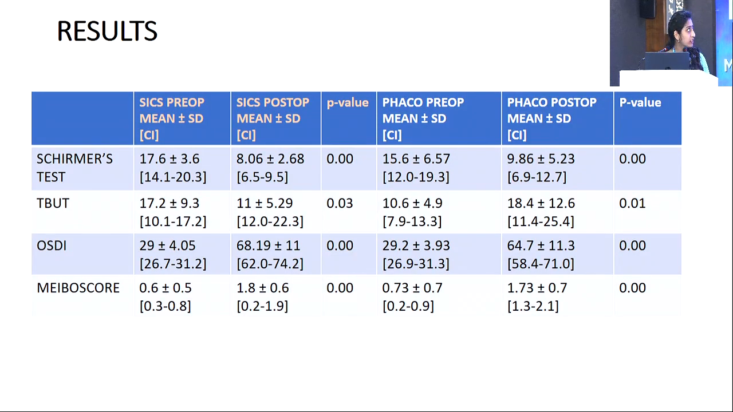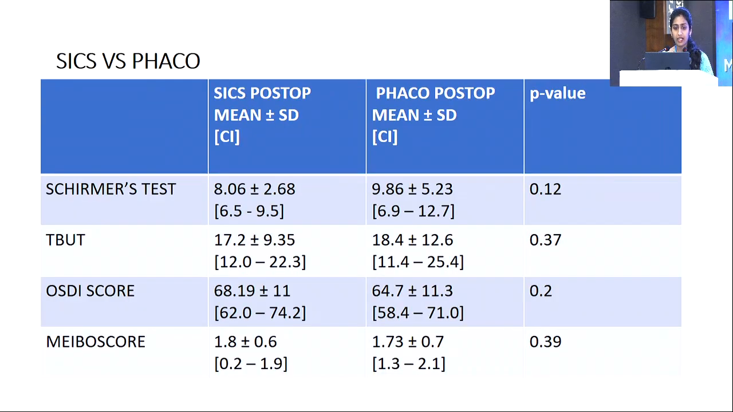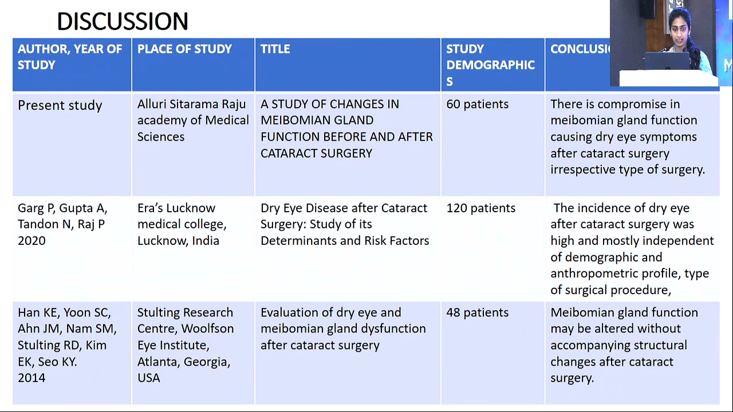And coming to results, there is a significant change in all the dry eye parameters which I have taken: Schirmer's test, TBUT, and OSDI score, along with Meibo score, in both SICS and phaco, pre-operatively and post-operatively. But there is no significant change in post-operative values between SICS and phacoemulsification.